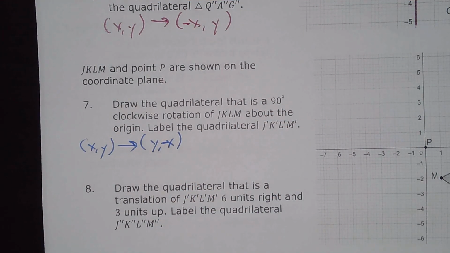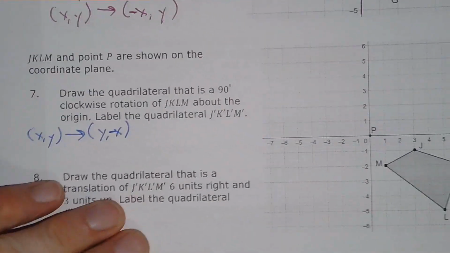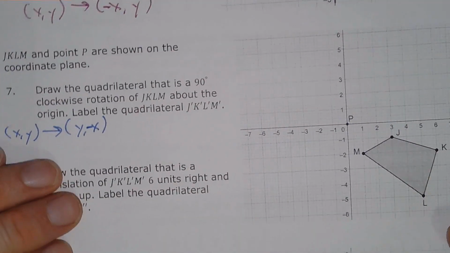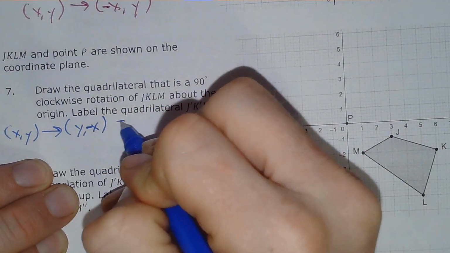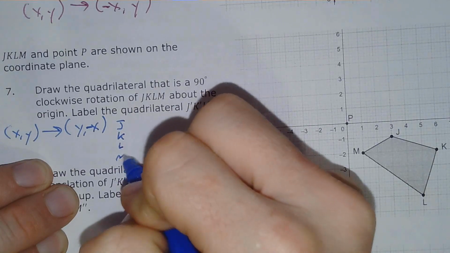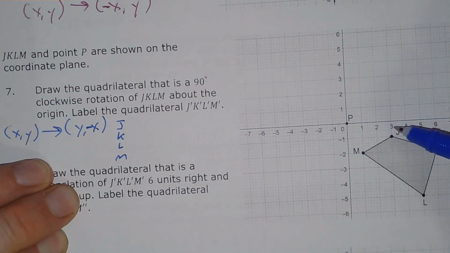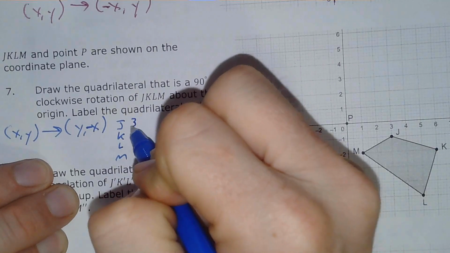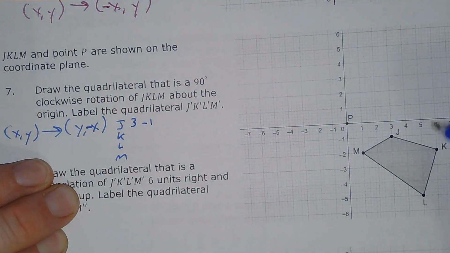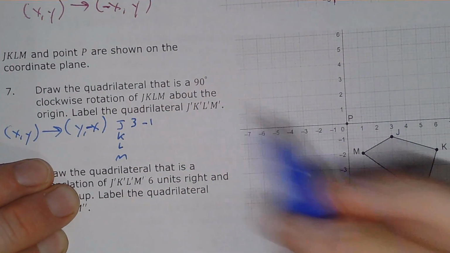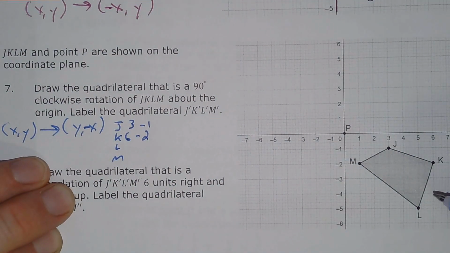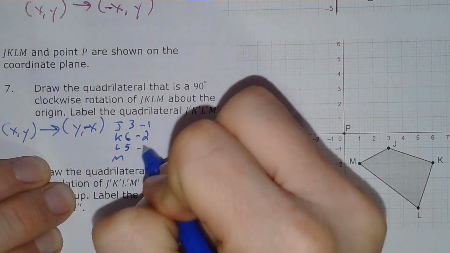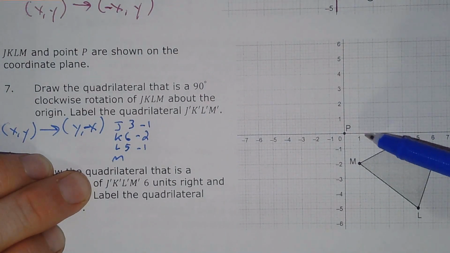All right. So I'm going to go to this one over here, and I'm going to make a 4-letter, what is this, J, K, L, M. J is 3, negative 1. K is 6, negative 2. L is 5, negative 5. M is 1, negative 2.